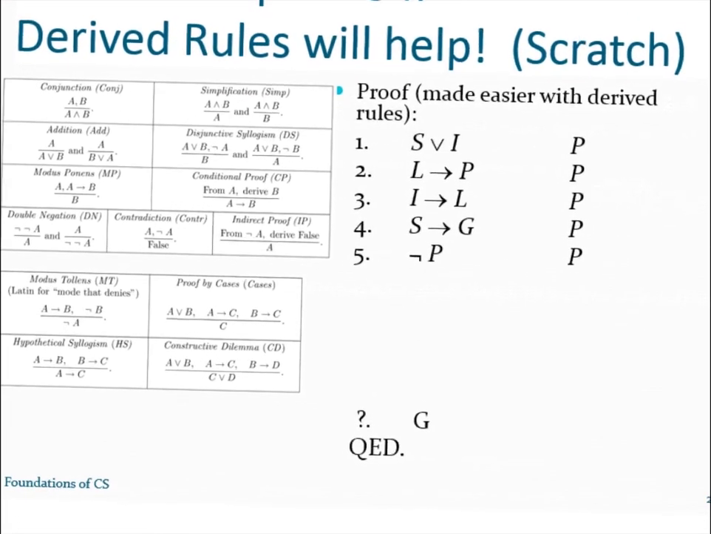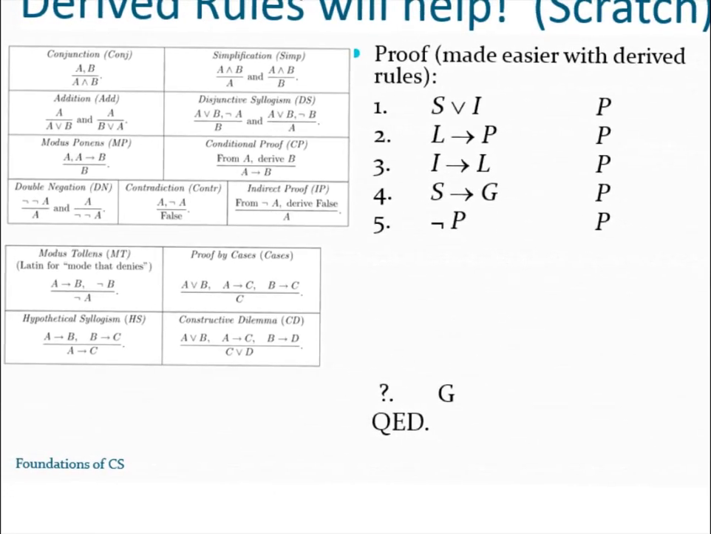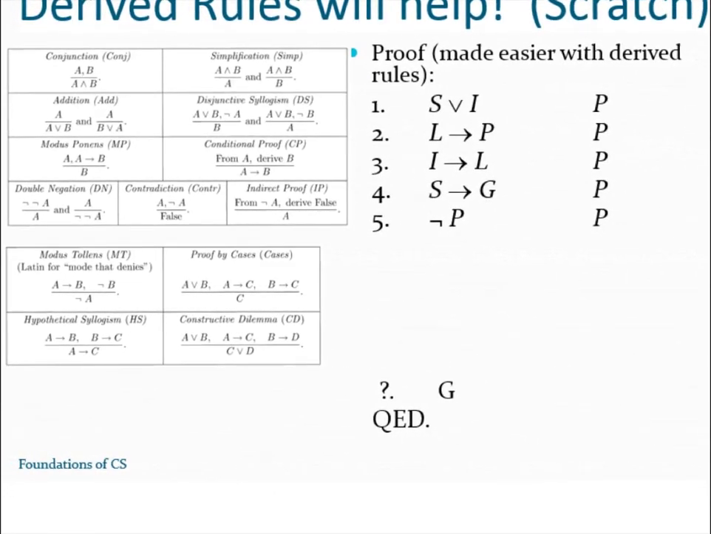So let's make this a little bigger so we have a little bit of space. And let's take a look at what we've got. I've given you a big indication that we're probably going to be using the derived rules for this proof. So let's take a look at what they are. If we look first at modus tollens, that says if we know A implies B and not B, then we can conclude not A, right? And check it out, we have a not P here, and we have L implies P.